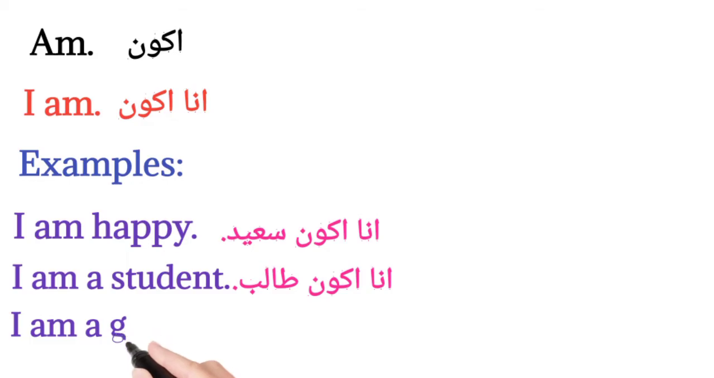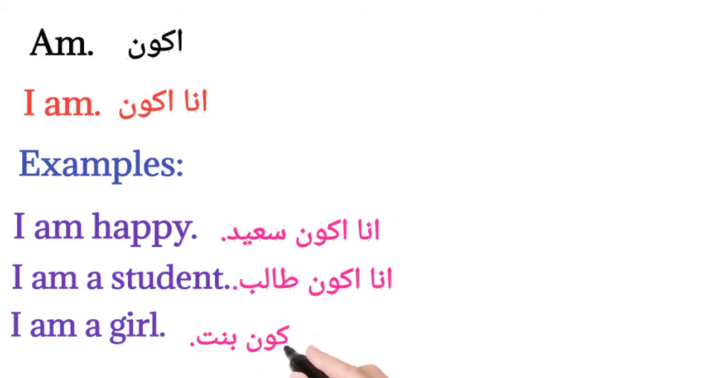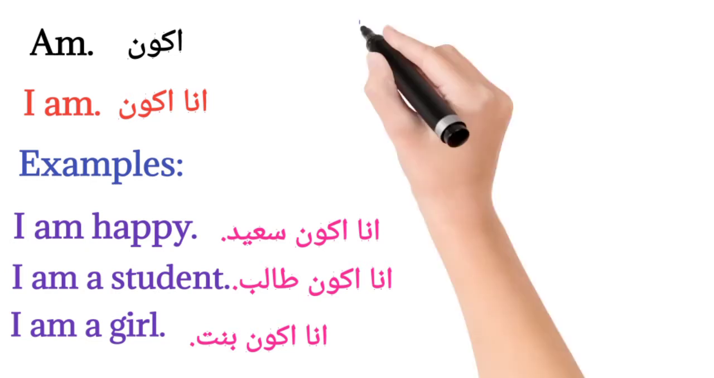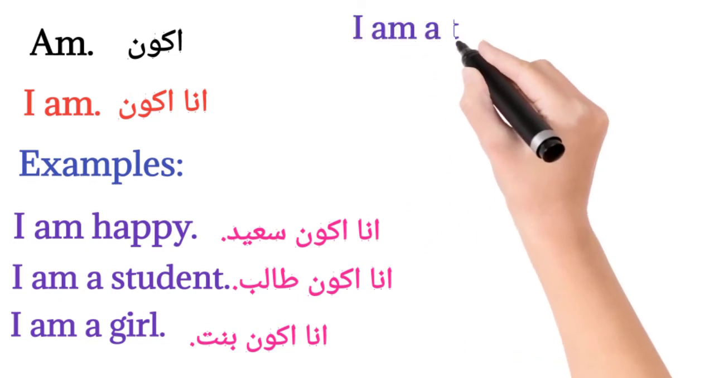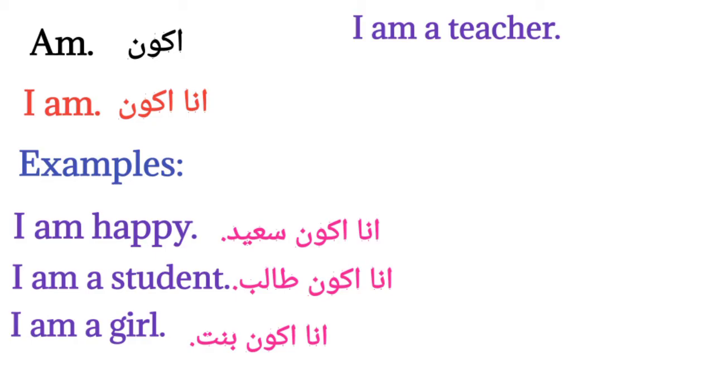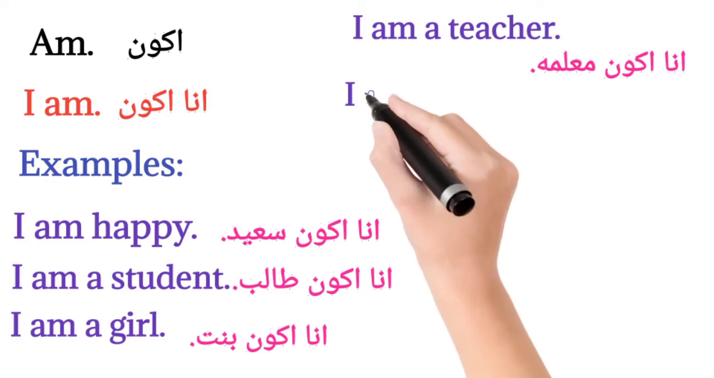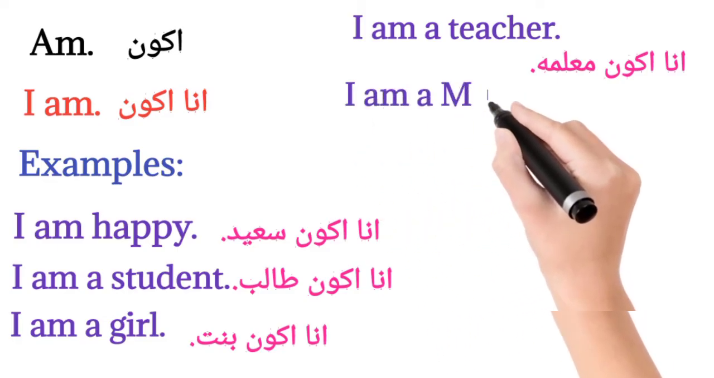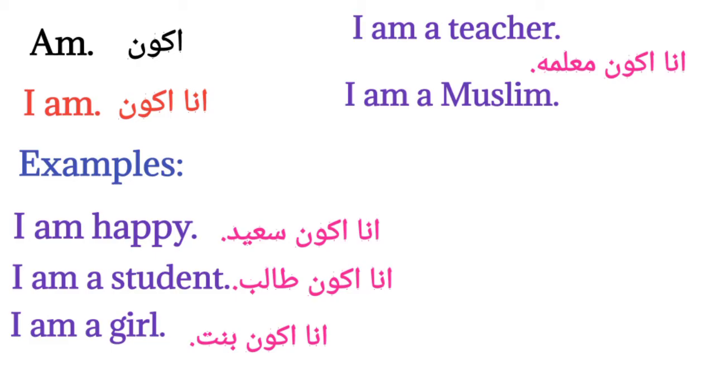I am a girl. أنا أكون بنت. I am a teacher. أنا أكون معلمة. I am a teacher. am من الأفعال المساعدة التي تستخدم في تكوين جمل باللغة الإنجليزية.